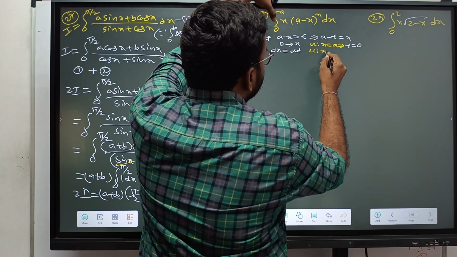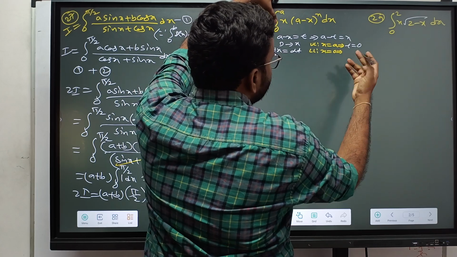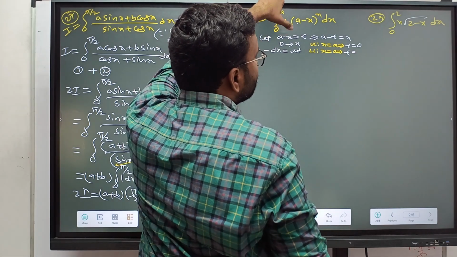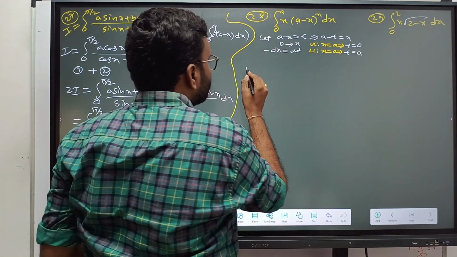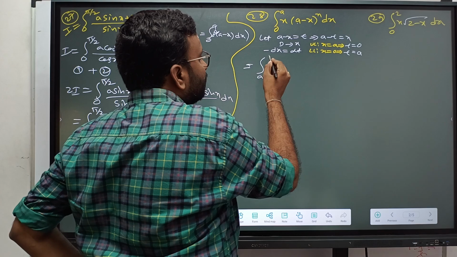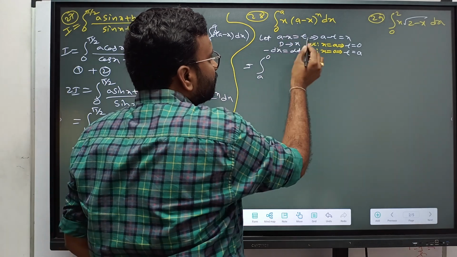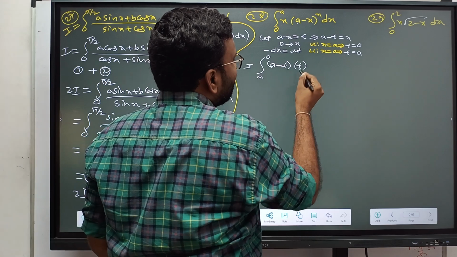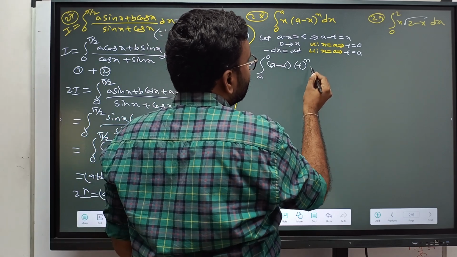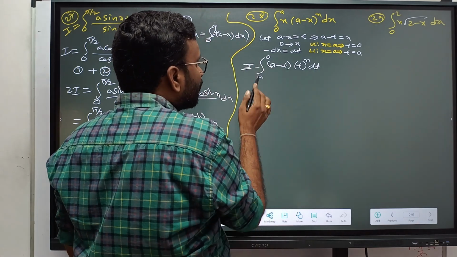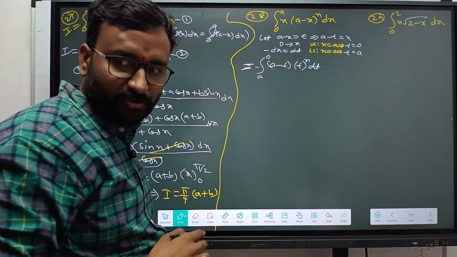Lower limit, x is equal to 0. Then what is t? t is equal to a minus 0, a. Now substitute. Integral for lower limit a, for upper limit 0. And x is a minus t, and this t power n. What is dx? Minus dt, which is minus outside. Okay? Now 0 to a is okay, but a to 0 is negative.